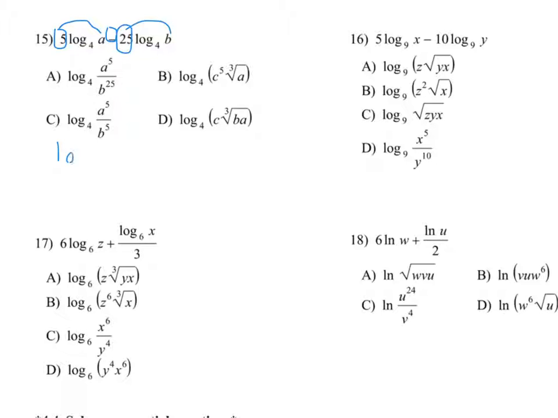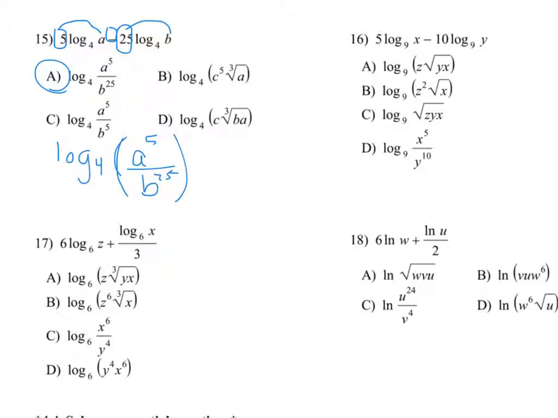So rewriting as a single log, we still have log base 4. A is going to be to the 5th power, and then our b is going to be in the denominator to the 25th power. So that is like a.